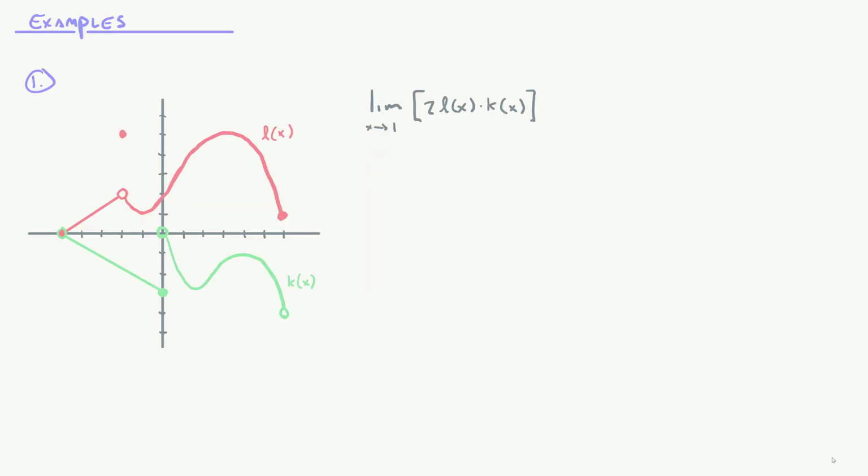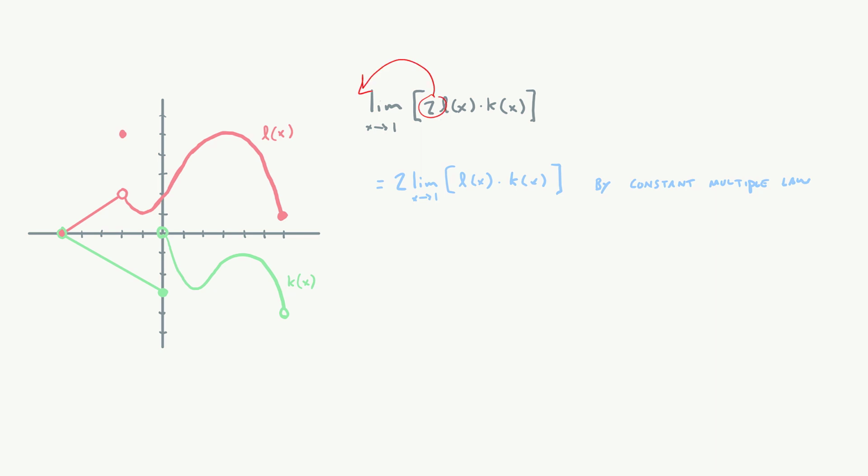All right, so example number 1. We're asked to find the limit as x approaches 1 of 2 times L of x times k of x. So using the limit laws, the first thing we're going to do is use the constant multiple law, which says that if you have a constant that's being multiplied by some function, you're able to just take it out of there. The next thing we're going to do is apply the product law. So we can essentially distribute, though that's not really what's happening. We're more like applying the limit as x approaches 1 to both L of x and k of x. So we go ahead and do that, and we get this.